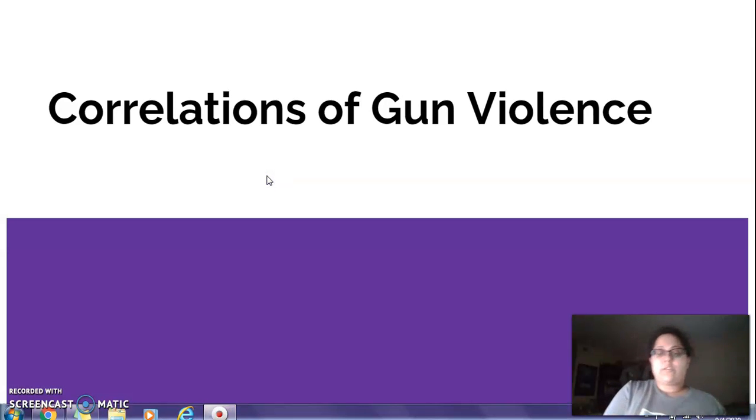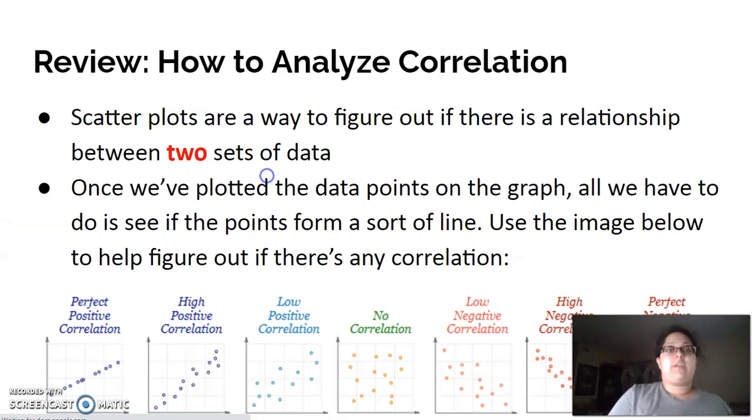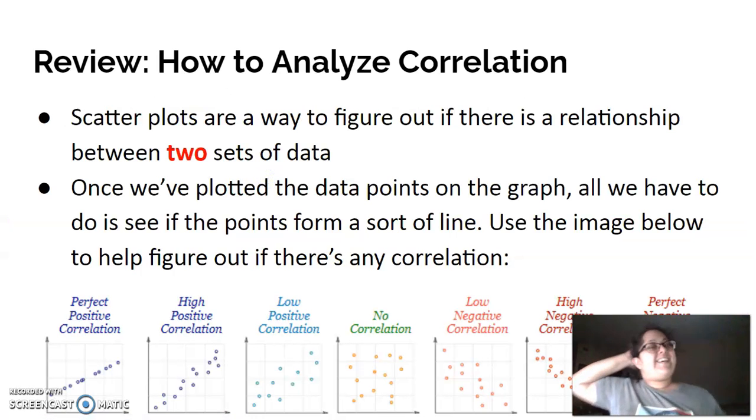Right, so I want to talk a little bit more about correlations and linear regression. Linear regression, sorry, not aggression. So we were talking previously earlier in this trimester about how to analyze correlation. So we looked at scatter plots and we plot them on the graphs and we were looking at the relationship between two sets of data, okay?